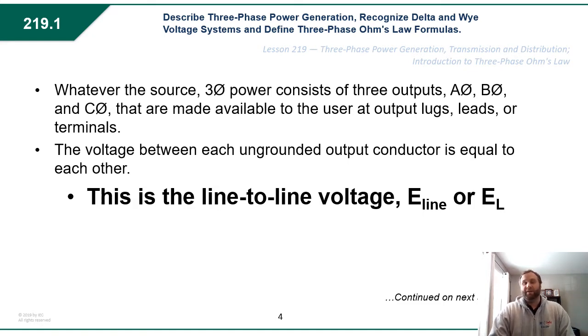And again, the line voltage is line-to-line, hot-to-hot, ungrounded-to-ungrounded voltage. That's when I'm referring to line voltage. Line-to-neutral voltage is completely different. So when you hear the term line voltage, it's not referring to that. It's only referring to line-to-line voltage.